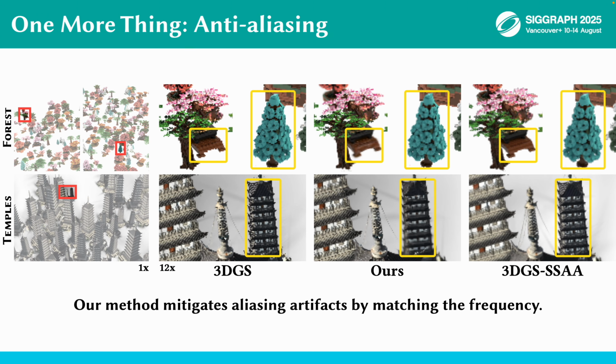Besides rendering acceleration, another good aspect of our method is the introduction of anti-aliasing. Vanilla 3D GS causes aliasing artifacts when the sampling rate is much lower than that of the assets. Our method instead matches the frequency of the asset with the sampling frequency, mitigating the aliasing artifacts. Here we use 4K supersample anti-aliasing for comparison. You can see that our method generates more comfortable renders.